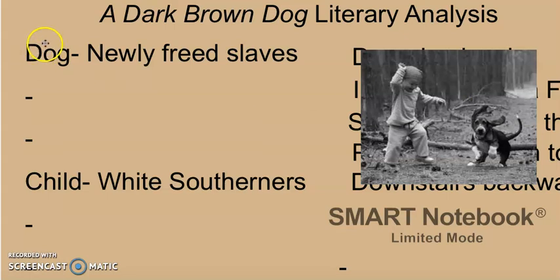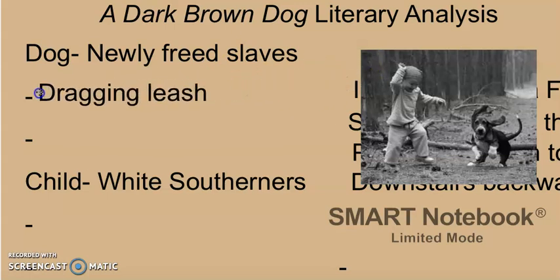So let's first talk about the dog, and you know from class that the dog represents in this allegory newly freed slaves. So I kind of want to point out a couple of things about the dog. This first part was on your questions from before. The dog was dragging a leash, and it wasn't a full leash, it was a partial leash, as if he had escaped or been set free, which is what had happened with the newly freed slaves.